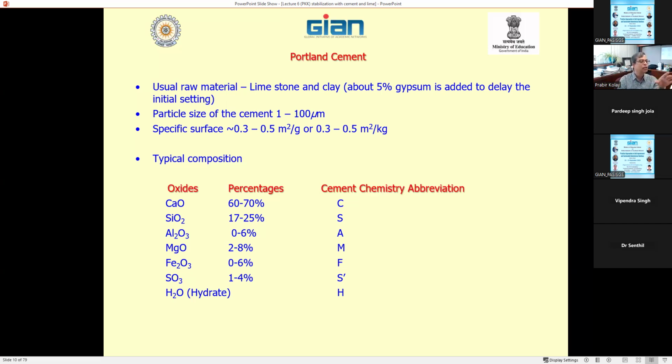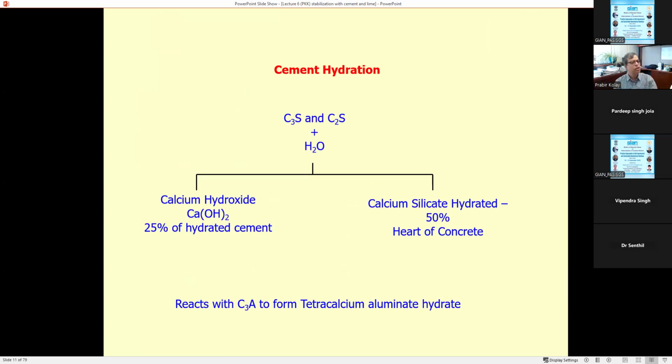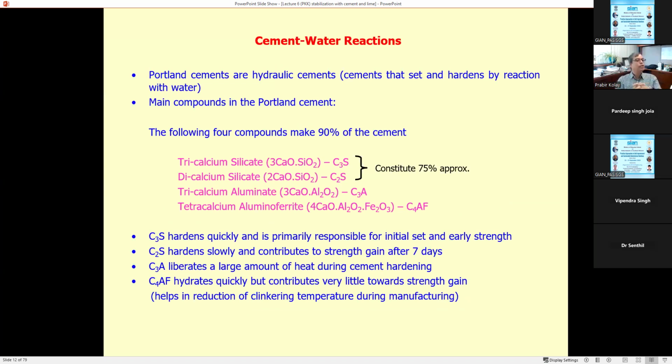And then calcium, we generally denote C, silica is denoted by S, and alumina is A. So when you say CSA, calcium silicate aluminate, these are the different abbreviations generally used. So now, cement hydration. There are 4 main components. The composition of cement is tricalcium silicate, dicalcium silicate, tricalcium aluminate, and tetracalcium aluminoferrite. So these are the 4 main components of the cement.